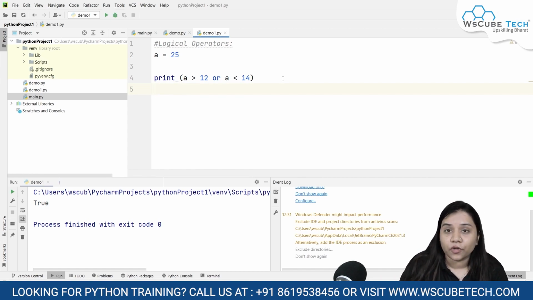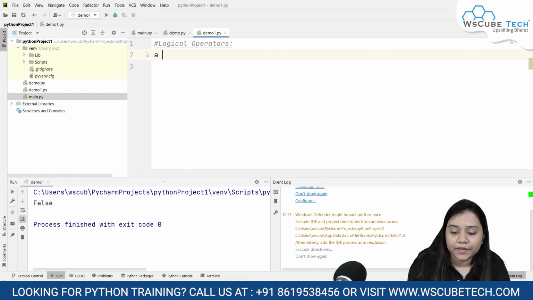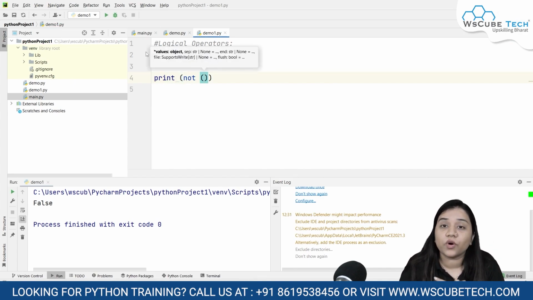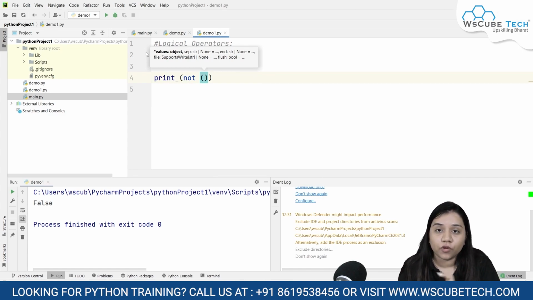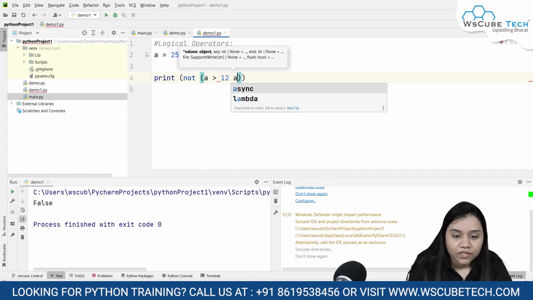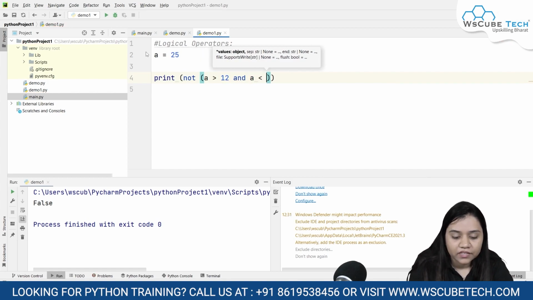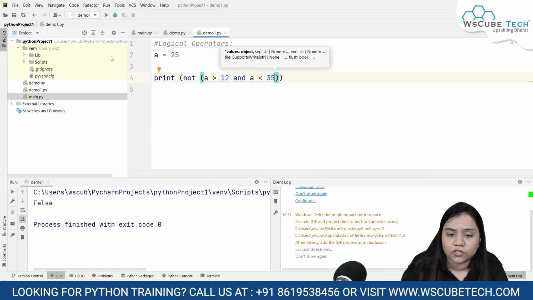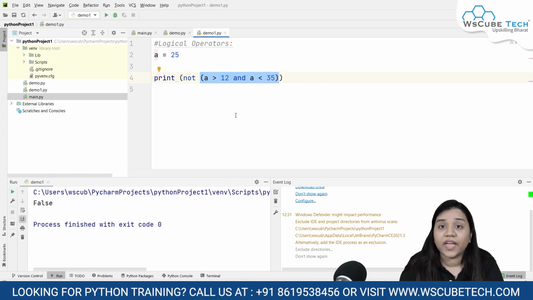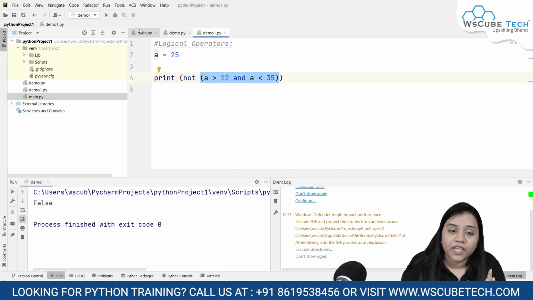Now let's talk about our NOT operator. Here again I am taking an example, a equals 25. I'm going to print NOT, and here I will be using our AND condition, because what NOT does is reverse the output for AND and reverse the output for OR. So let's see, I'm writing a is greater than 12 and a is smaller than 35. Yes, this part is satisfying both the conditions, not considering the NOT. So according to AND, it should give us true. But because we have used NOT over here, it will give us false.